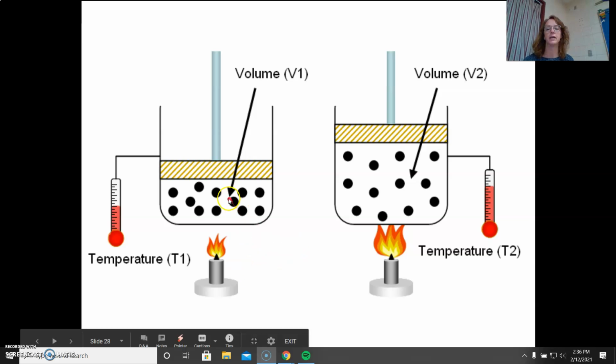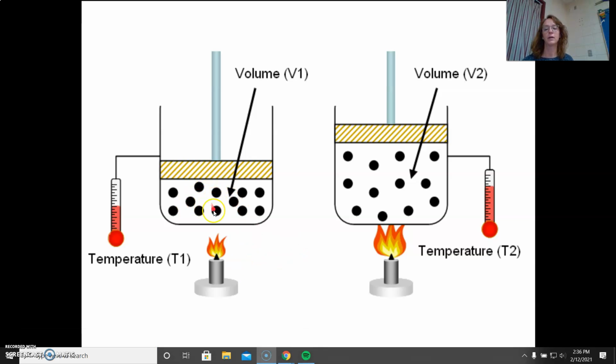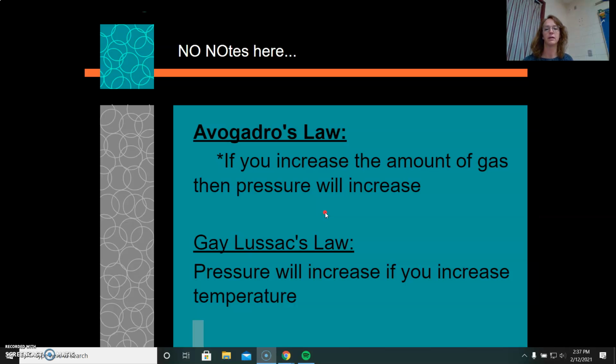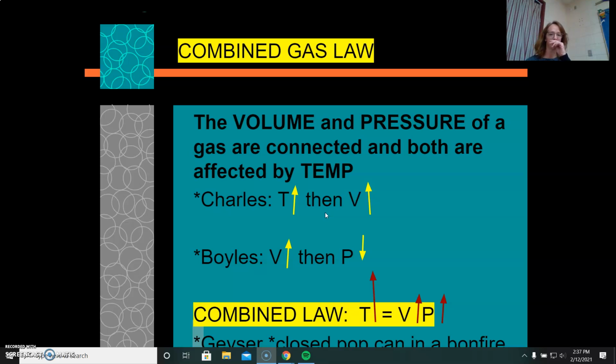Here's another picture of it. If I have boiling water or water here with a little bit of heat, those molecules will move around. As I increase the heat, they have more energy, they start moving faster, and they increase the volume of the space that they are in. There are a couple other gas laws that you will learn as you go through. I'm going to skip over that for time. We'll talk about them later. And then we can combine all of these. The volume and pressure of gas are connected. Both are affected by temperature. So if you combine Charles' law, we can say that if temperature increases, volume increases, and pressure increases.